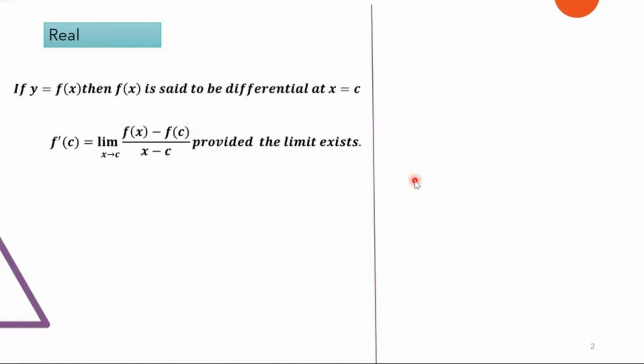Yes, that is also there. Yes, that is the first principle. Yes, you are right. This is a basic definition of f of x. F of x is said to be differentiable at x is equal to c if f dash of c exists.